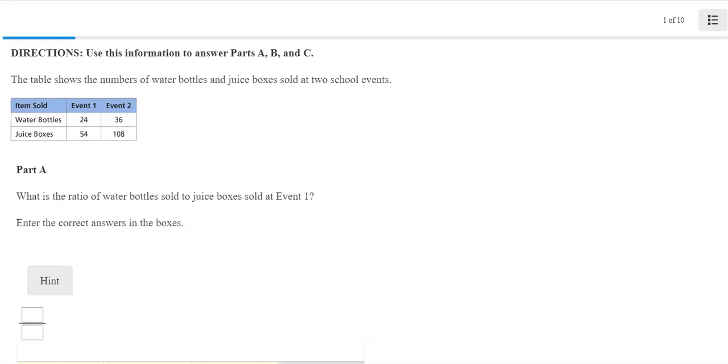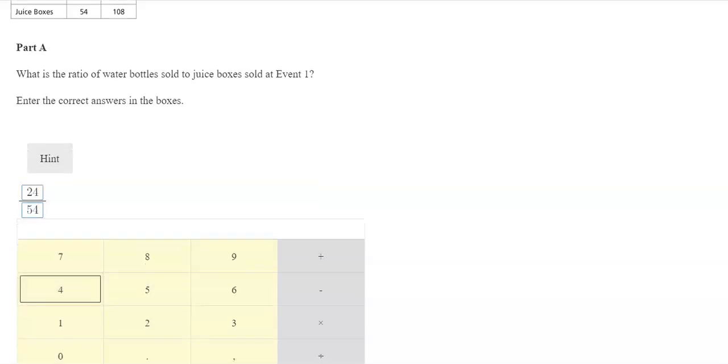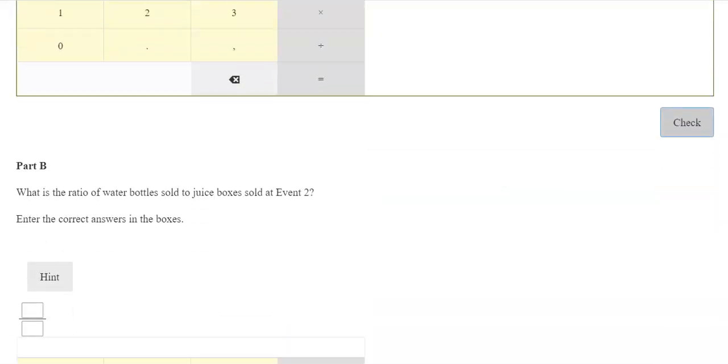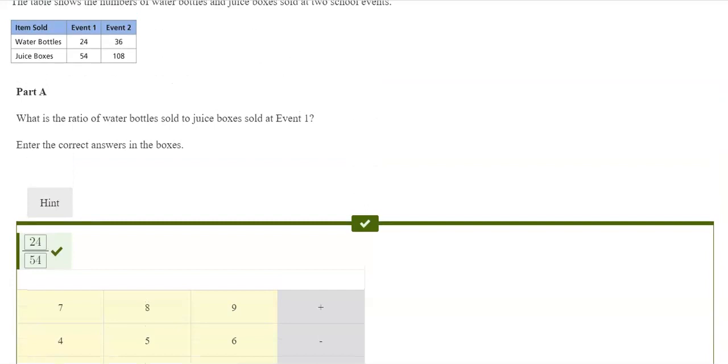What is the ratio of water bottles sold to juice boxes sold in the first event? So water bottles is 24, juice boxes is 54. So we have 24 to 54. The next one, what is the ratio of water bottles sold to juice boxes in the second event? So if you look right here, you have 36 to 108.